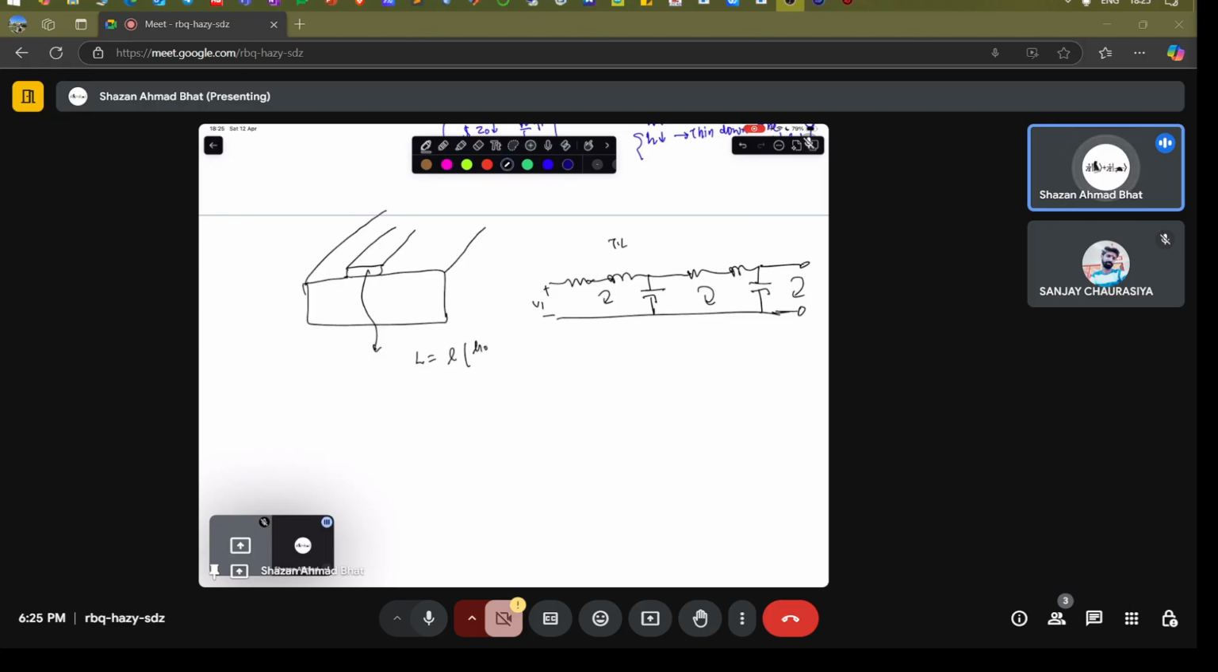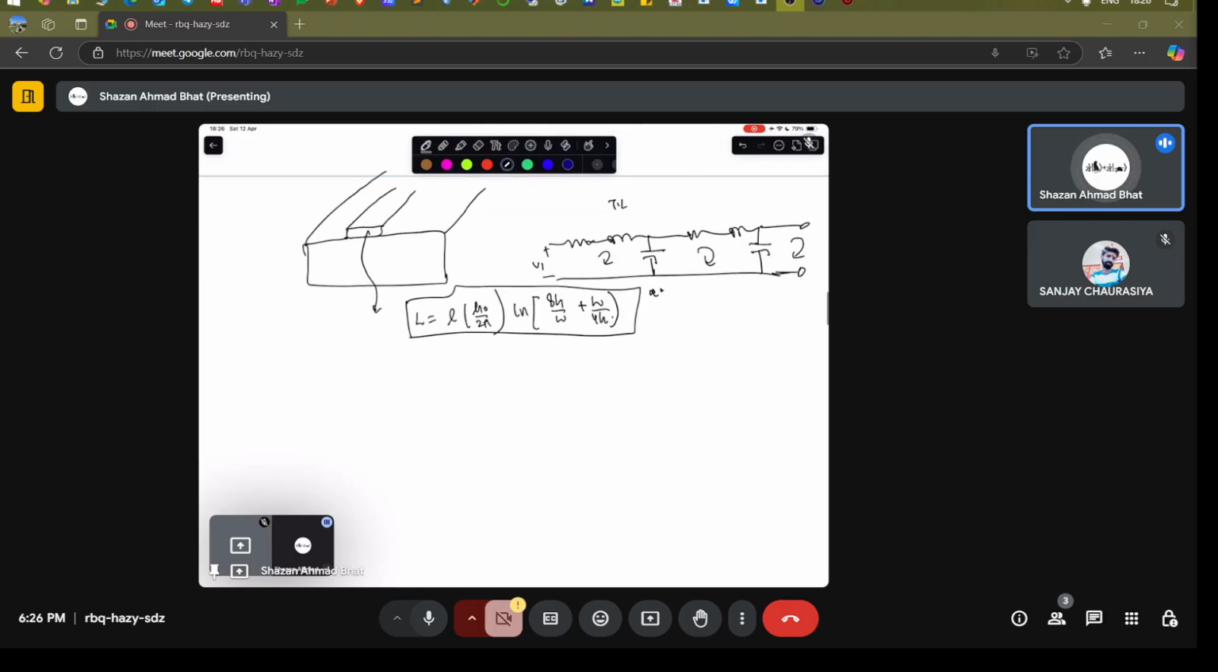So it is basically a relation which is something like this: logarithmic of 8h over w plus w over 4, where the ratio is w by h. So the relation basically looks something like this. It says that if you increase this particular thickness, or if you reduce the W, which is basically this thing, you can tune the inductance of this particular system.